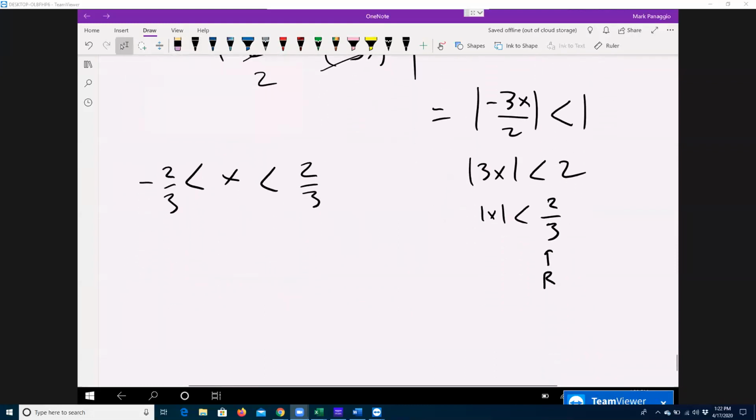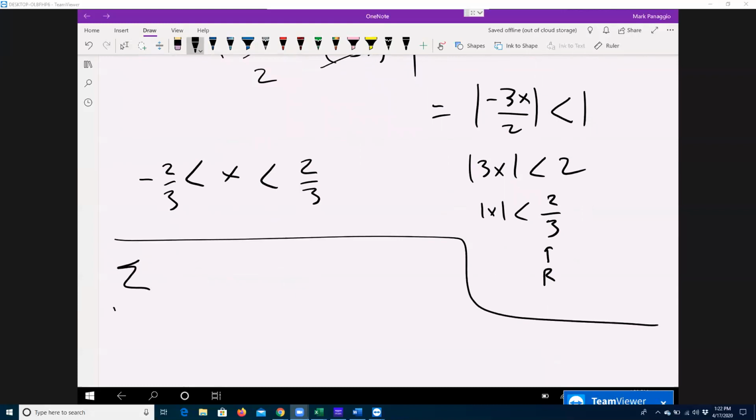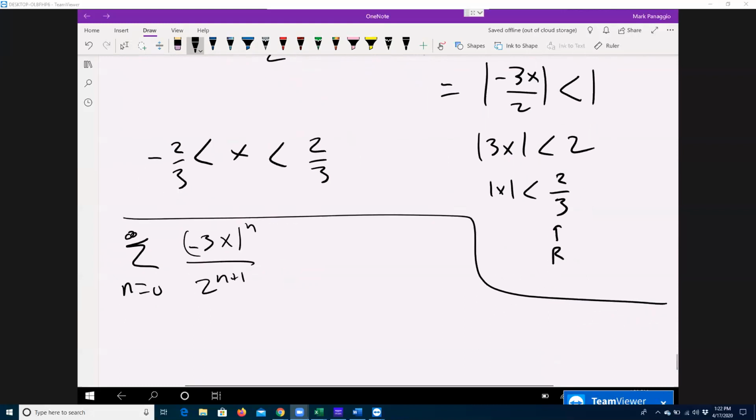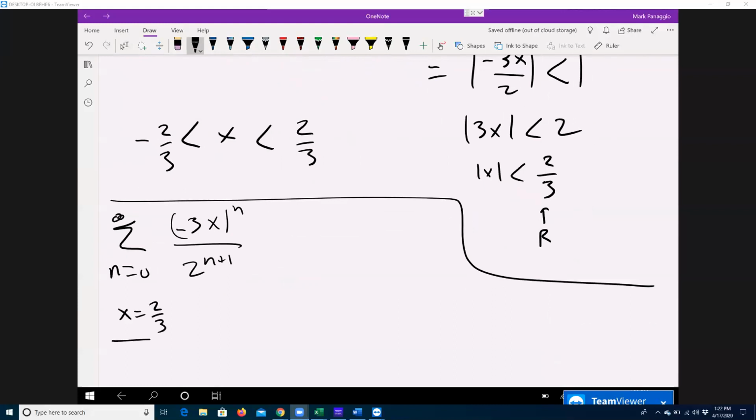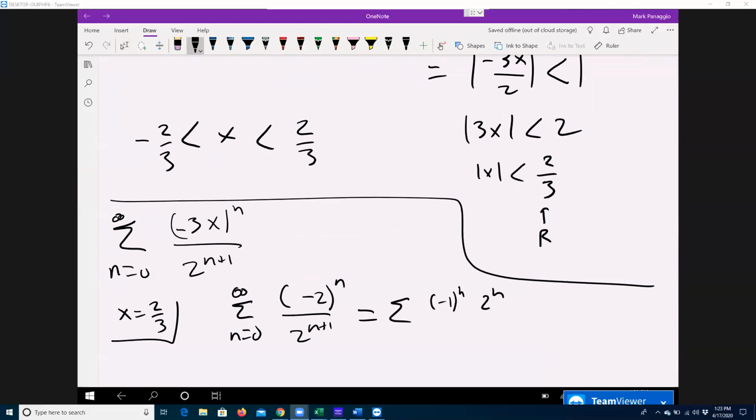And so let's check them one by one. We had the sum from n equals 0 to infinity of negative 3 times x to the n over 2 to the n plus 1. Let's check when x equals 2/3 first. If we plug that in, we'll have the sum from n equals 0 to infinity. In the parentheses, we'll now have a negative 2. And notice that is really just the same as negative 1 to the n times 2 to the n over 2 to the n plus 1, which simplifies down to the sum of negative 1 to the n over 2.